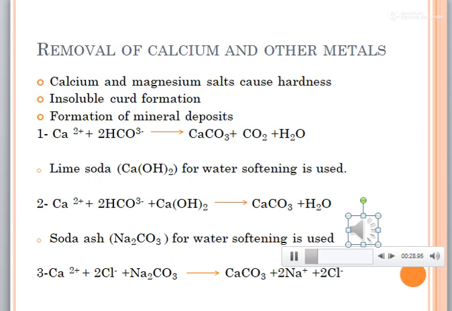Another problem caused by hard water is the formation of mineral deposits. For example, when water containing calcium and bicarbonate ions is heated, as in the first step, insoluble calcium carbonate is formed. This product coats the surface of hot water systems, clogging pipes and reducing heat efficiency. Dissolved salts such as calcium and magnesium bicarbonates and sulfates can be especially damaging in boiler feed water.